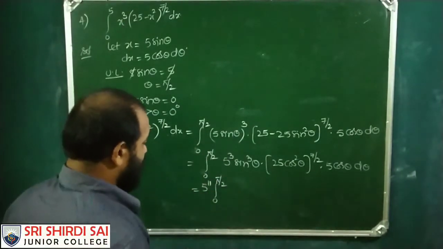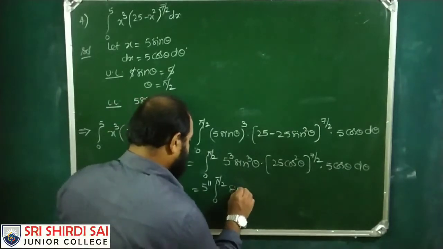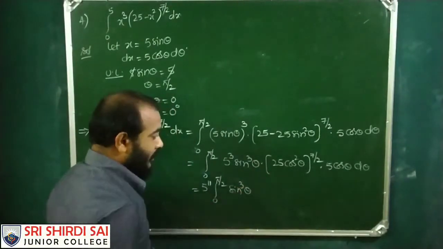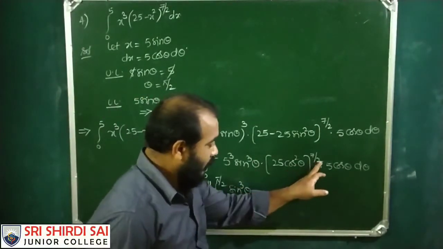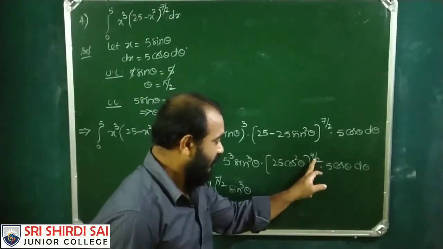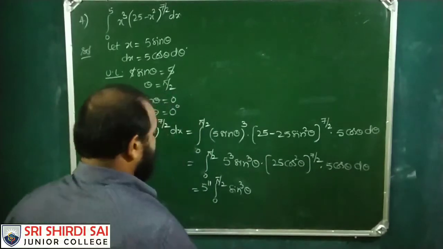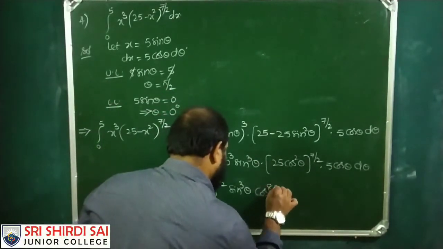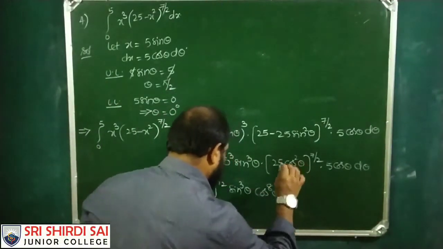0 to pi by 2 sin cube theta into cos square theta whole power 7 by 2. So the square root gets cancelled. So cos power 7 into cos, so cos power 8 theta d theta.